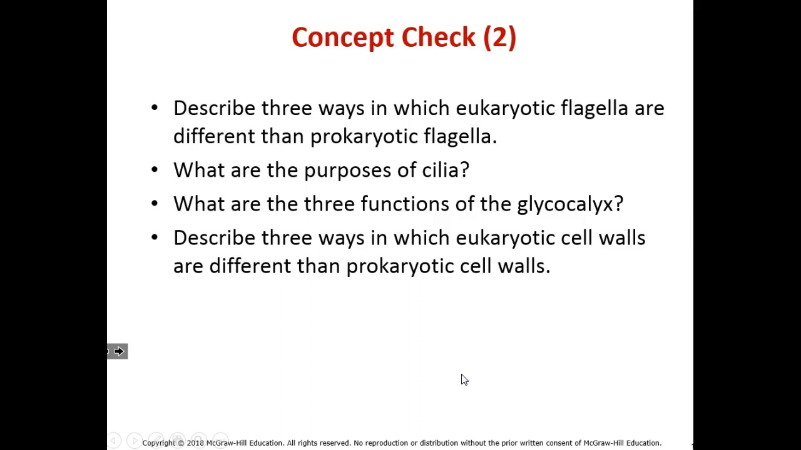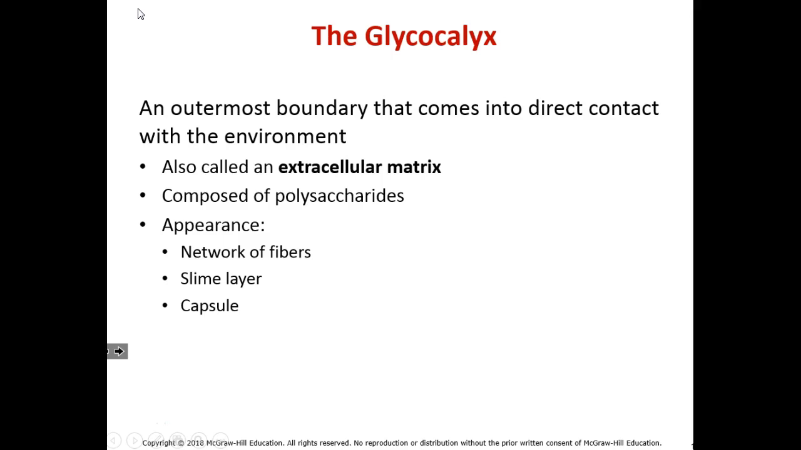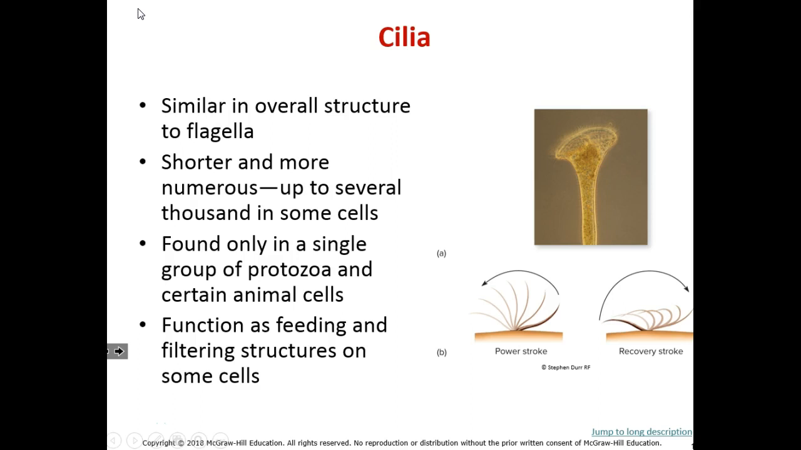Describe 3 ways in which eukaryotic flagella are different than prokaryotic flagella. Name 1. Thicker, that is correct. What's the purpose of cilia? Filter? I'm going to go back a few slides here. Cilia, there it is. Its function is as feeding and filtering structures on some cells.